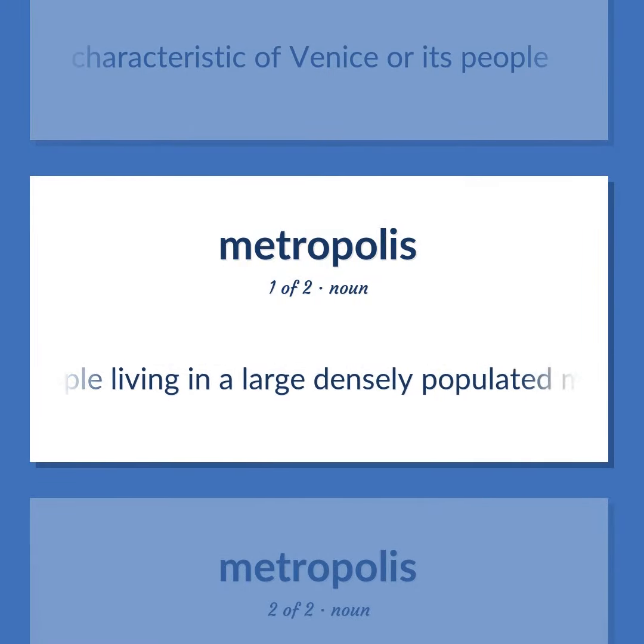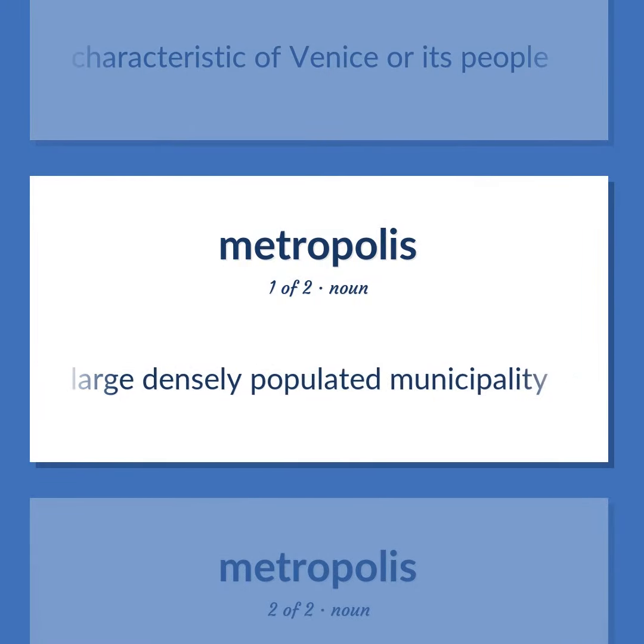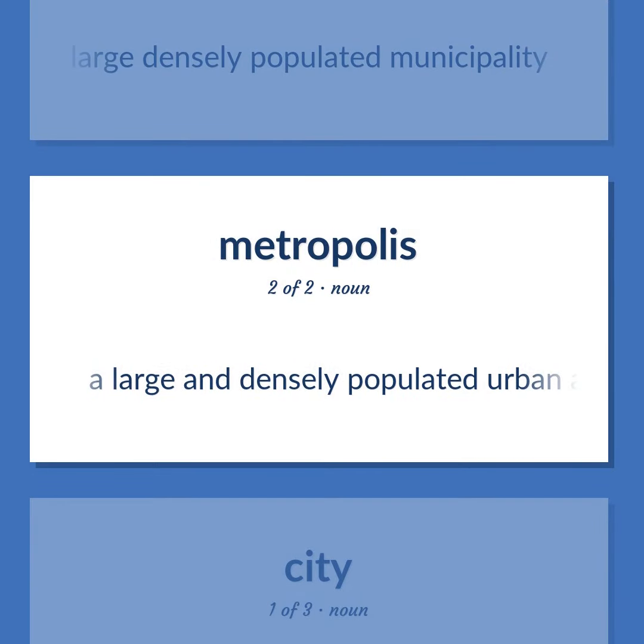Citizenry: people living in a large, densely populated municipality. City: a large and densely populated urban area may include several independent administrative districts.